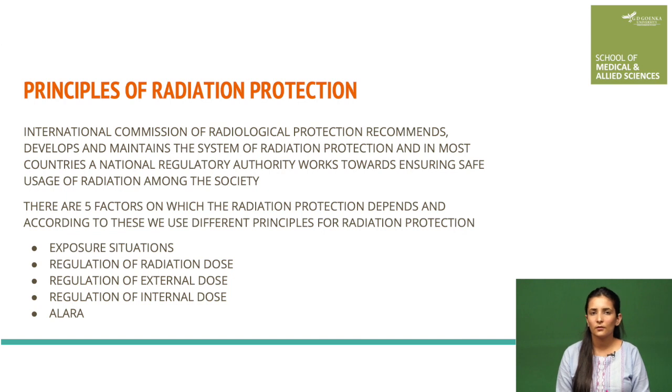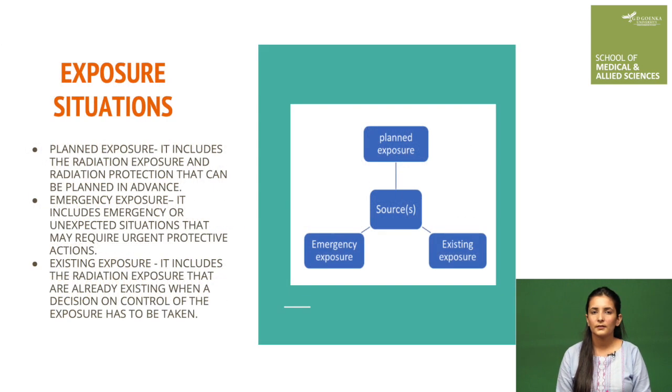There are 5 factors on which radiation protection depends, and accordingly we use different principles for the same. First is the exposure situations. Radiation exposure is a measure of ionization of air due to presence of ionizing radiation in the environment. We have 3 types of exposures. First is planned exposure. This type of exposure includes the exposure that is planned in advance, and accordingly radiation protection is planned. The amount of radiation exposure can lead to the estimate of the extent of exposure.